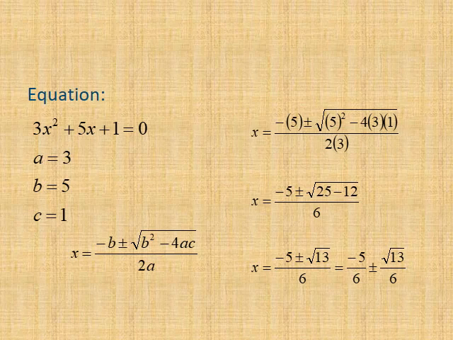This is the exact value. I can write it like this, or after approximating to the nearest 2 decimal places, it will be negative 0.23 and negative 1.43.